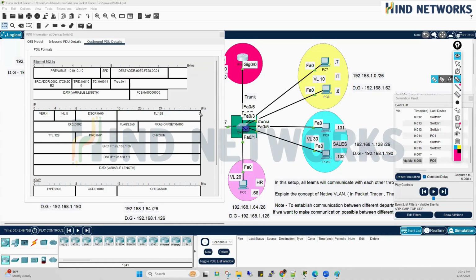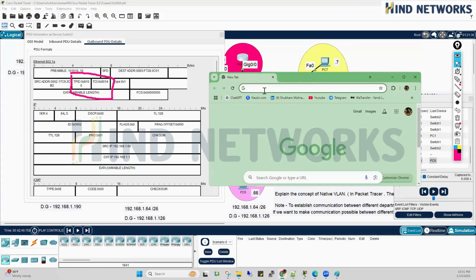In this packet, I hope you guys are able to see one thing. TPID and TCI. What is this? Who can tell me? TCI means, guys, tag control identifier. What is the value in the tag control identifier? Who can tell me? 0x0014. What is the value, guys?